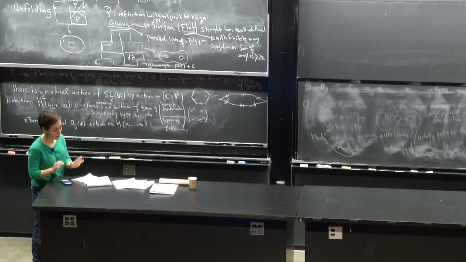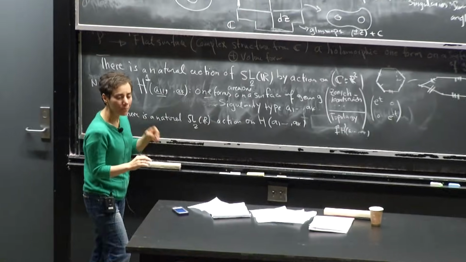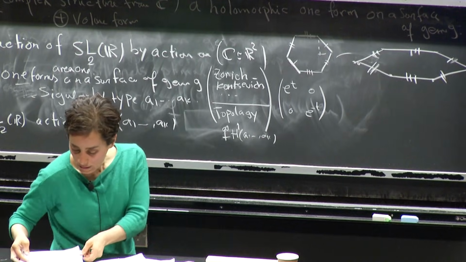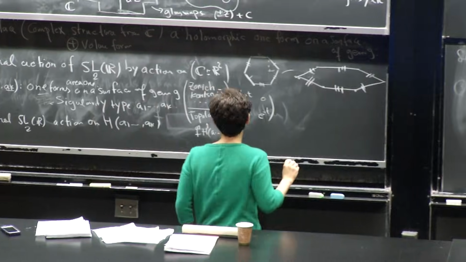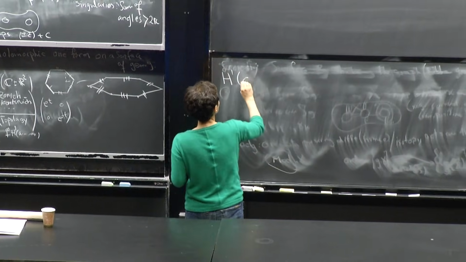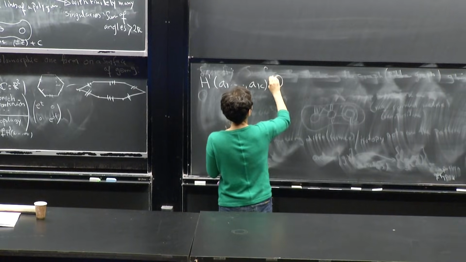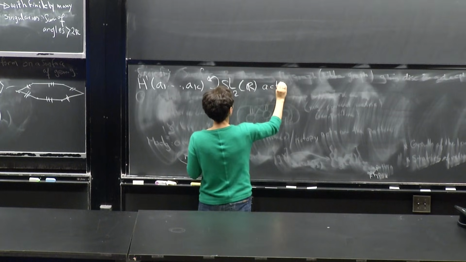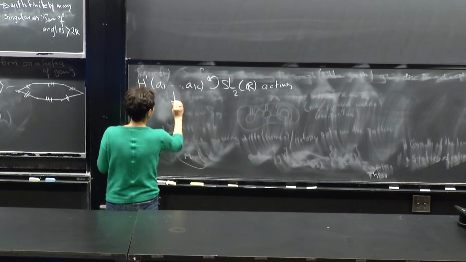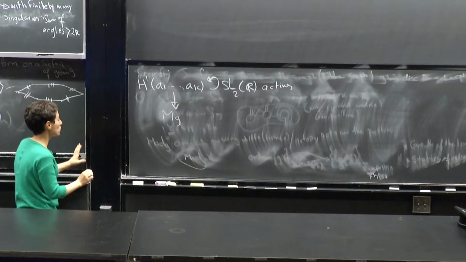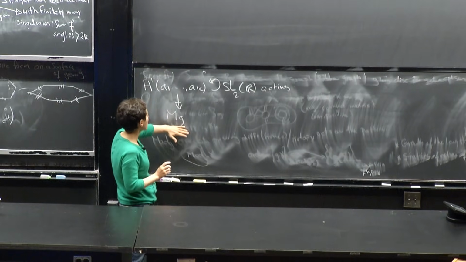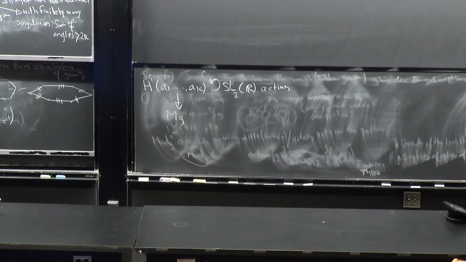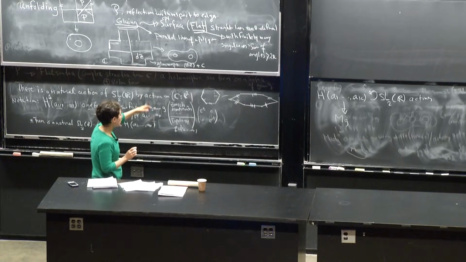Maybe I'll just state one result and then I'll continue next time. Okay, so here's the space H1(A1, ..., AK), and we have a natural SL2R action here. And I should also say, this is a bundle. I mean, it's not a bundle, but there's a projection map into the moduli space of curves of genus G, or hyperbolic surfaces of genus G, just by forgetting about this one form.